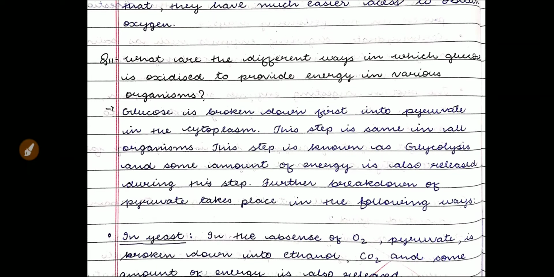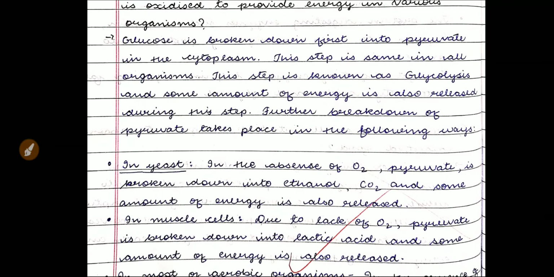What are the different ways in which glucose is oxidized to provide energy in various organisms? Glucose is broken down first into pyruvate in the cytoplasm. This step is the same in all organisms. This step is known as glycolysis, and some amount of energy is also released during this step. Further breakdown of pyruvate takes place in the following ways.